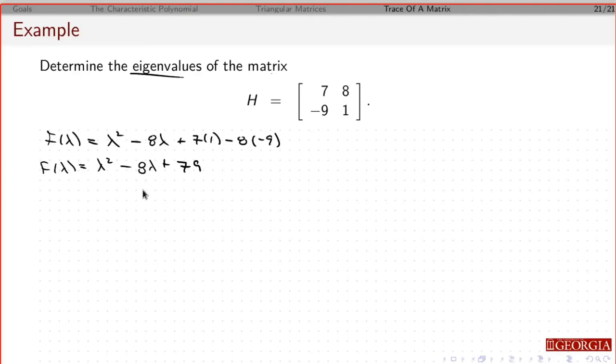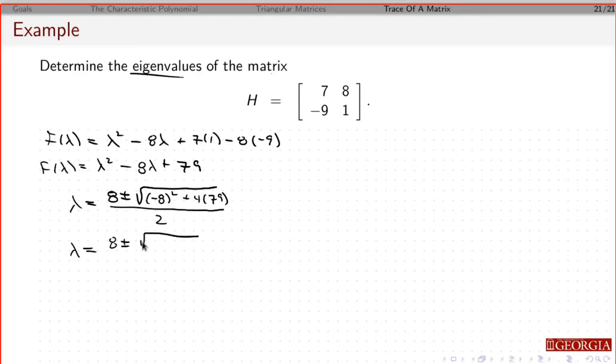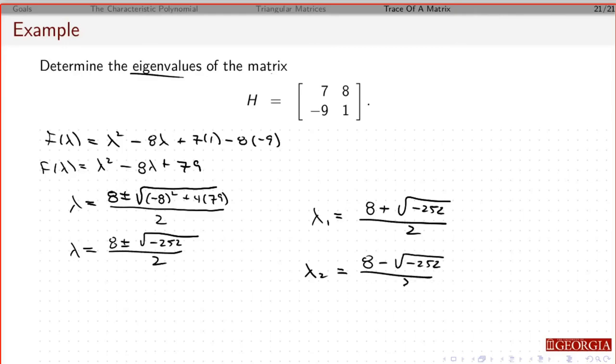Okay, so I don't know how to factor that. Whatever. So this is going to be minus a minus 8, and I'm going to have minus 8 squared plus 4 times 79 times 1, all over 2 times 1. And if I go through and work that out, I found before minus 252 over 2. So the first eigenvalue is going to be 8 plus the square root of negative 252 over 2. Lambda 2 is going to be 8 minus the square root of negative 252 over 2. And life is wonderful. Except for that square root of a negative number, but we'll just get on with it.